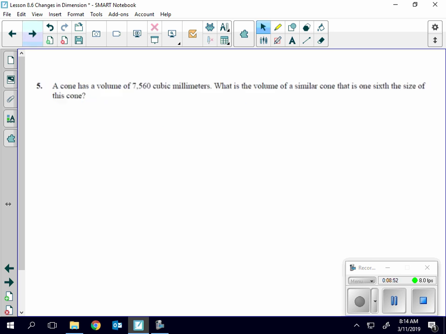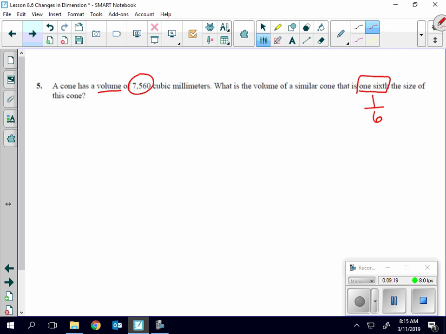All right, we're on number 5. A cone has a volume of 7,560 cubic millimeters. Let's circle that. That's the volume, original volume. What's the volume of a similar cone that is 1/6 the size of this cone? Well, hopefully you know 1/6 looks like this.